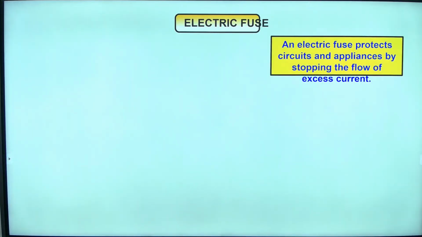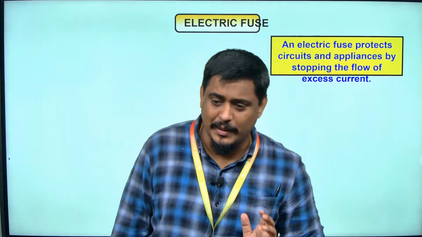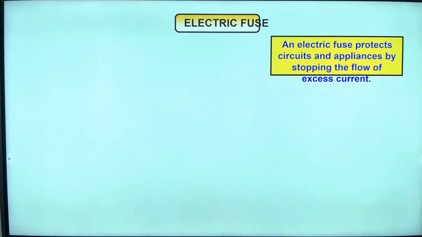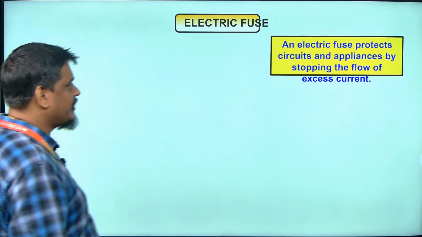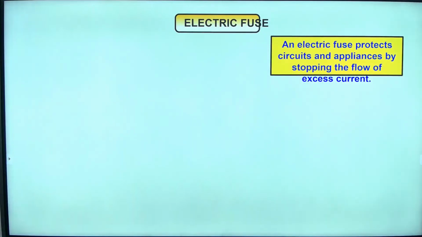Okay. Next comes, as told by Mr. Nitin, the electric fuse. So, what is a fuse? I told you in the last class also. A fuse is a safety device used at the entry point in your home. Entry point means where the current comes to your home. There we have a fuse wire which melts whenever excess current is coming. So it is a protection device which is used to stop the flow of excess current in the circuit.